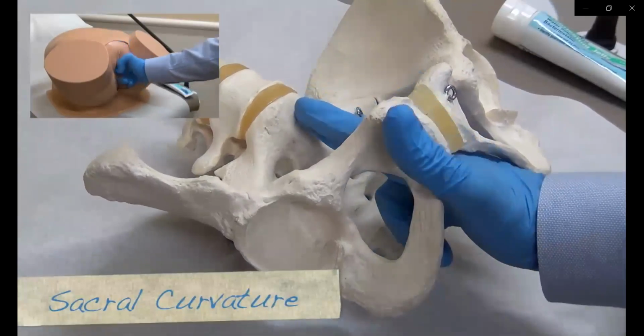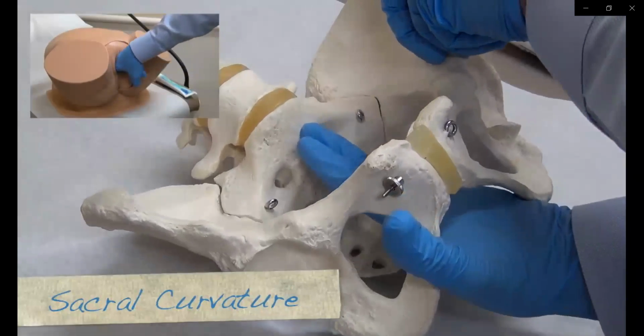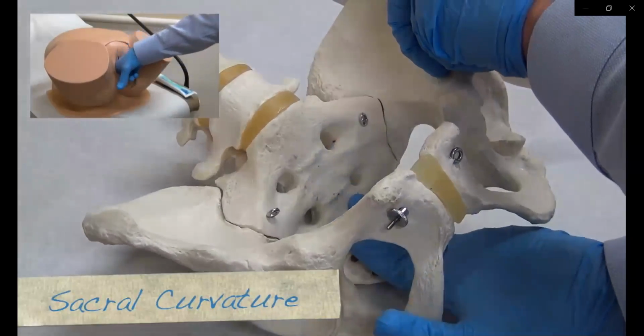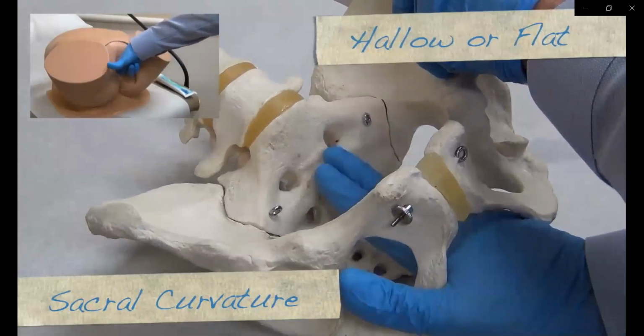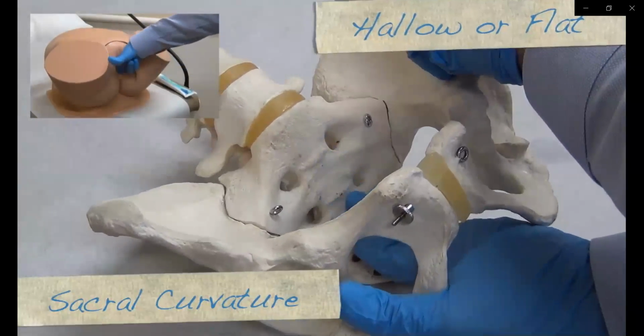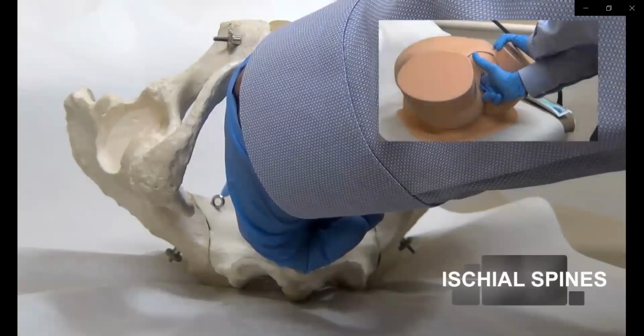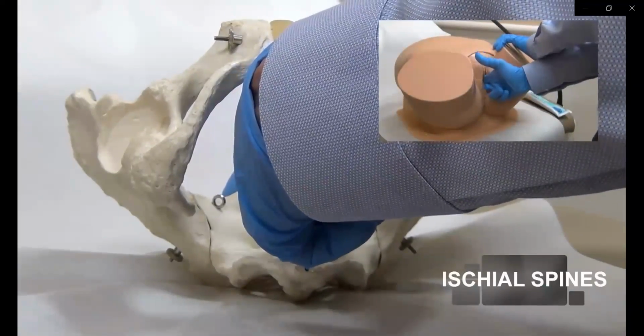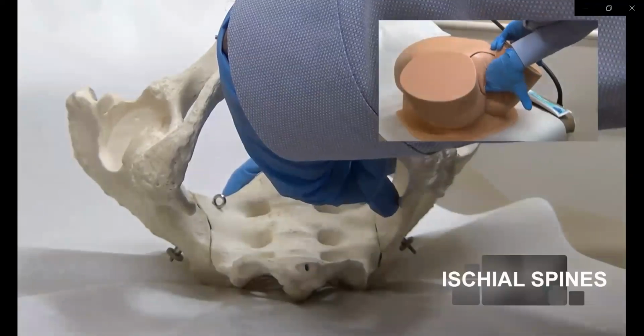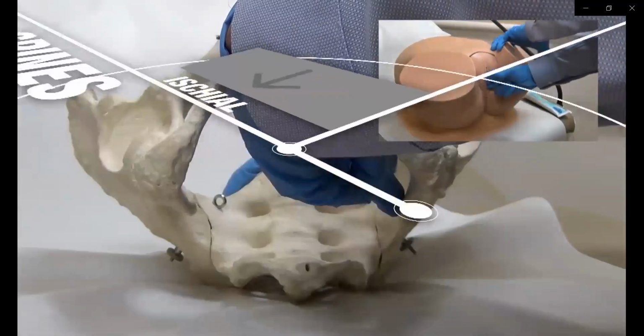Next, the hand is rotated 90 degrees and the sacral curvature is palpated by moving the fingers inferiorly. The anterior surface of the sacrum is described as being hollow or flat. The midplane of the pelvis is examined by slightly removing the fingers from the vagina and palpating forward and laterally along the pelvis. The spine is described as prominent.